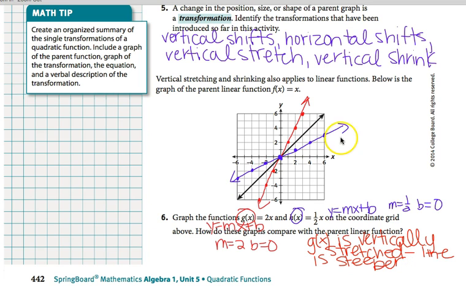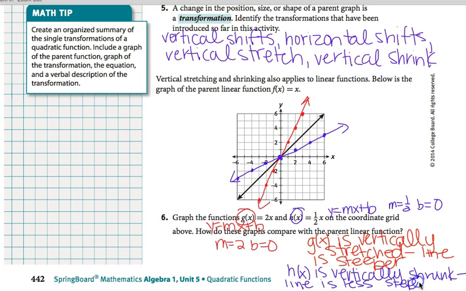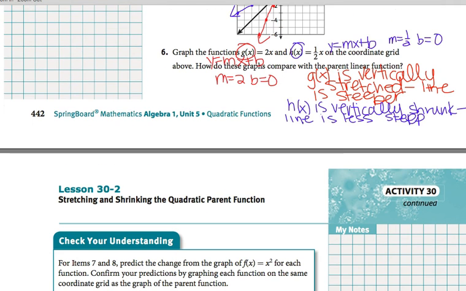For h of x, what we have there is a vertical shrink. So it's vertically shrunk. And when we look, again, we can't say it's wider, but we can say that the line is less steep. Oops, can't spell there. Less steep. There we go. All right, hopefully that makes sense.